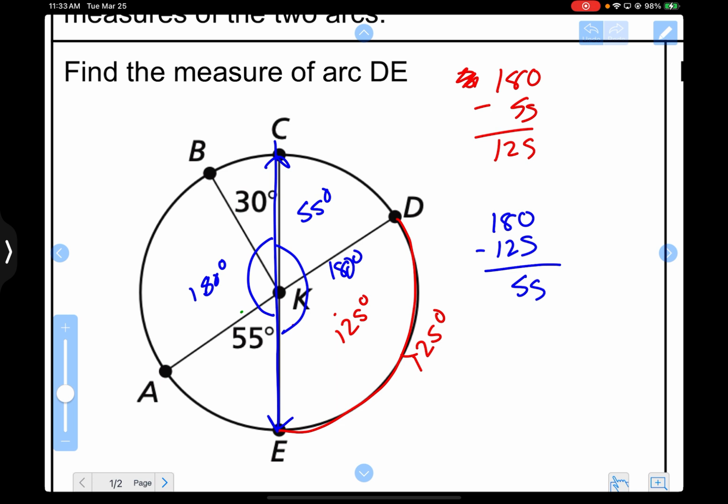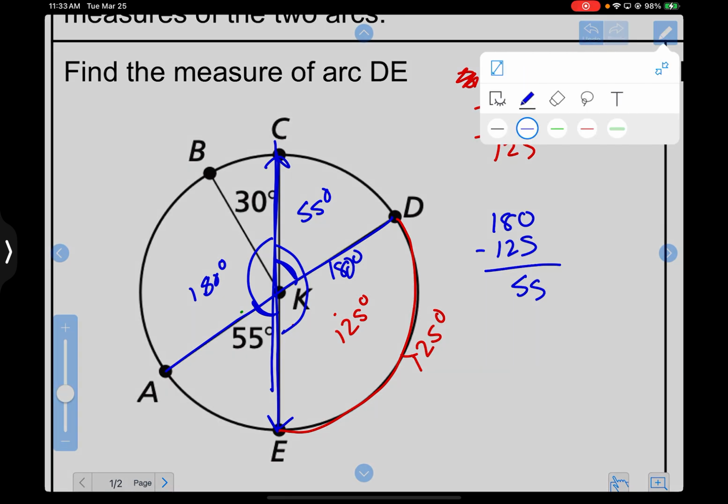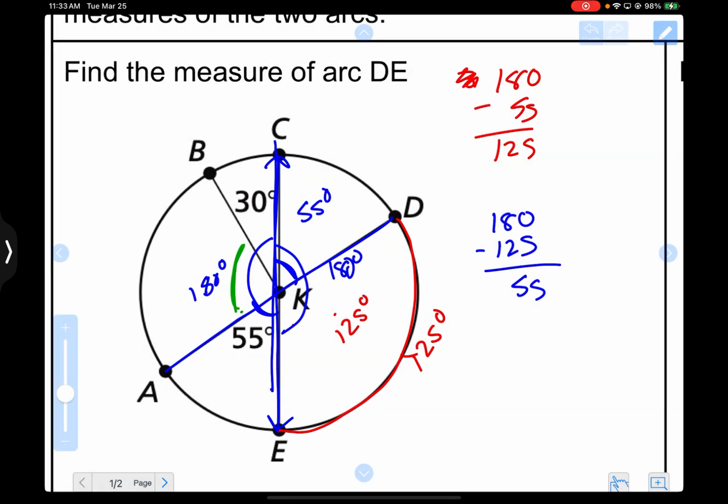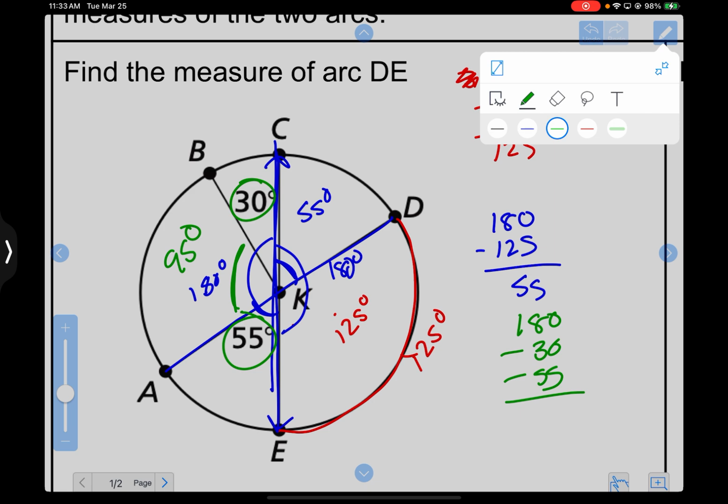And if we look, both of these 2 arcs here are made up of vertical angles, which is why they are both 55 degrees. And so now we need to find this last one right here. So this angle and this angle are 55 and 30. So we're going to do 180 minus 30 minus 55. And we're going to get 95 degrees. So again, once we find the central angle, we can find the arc measurement.